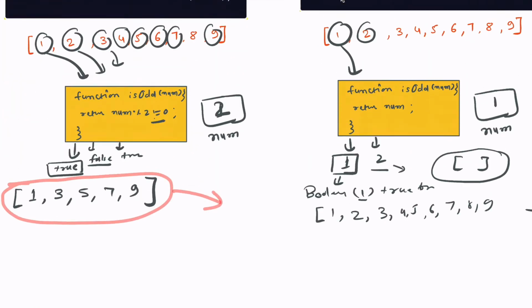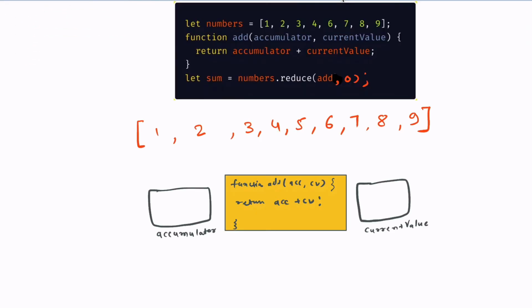Let's move on to the next function, that is reduce. Here we have a variable numbers and a function add which accepts two parameters, accumulator and current value, and returns the sum of those values. While calling reduce, we are saying numbers.reduce and we are passing a callback function and the initial value.